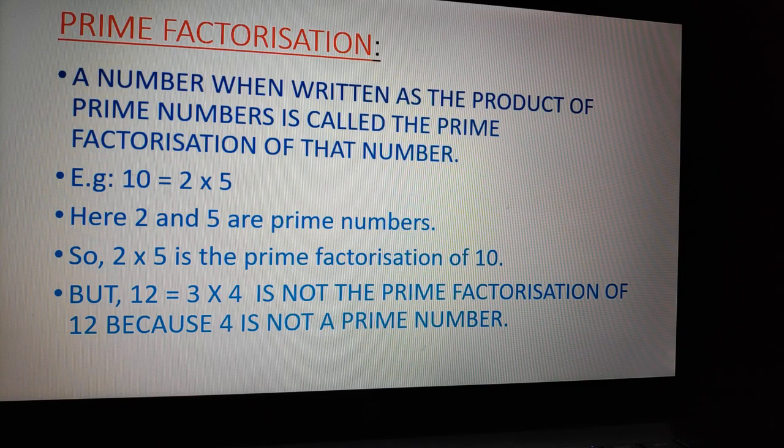But just below this, I have given another example for 12. 12 is written as 3 multiplied by 4. Here this is not the prime factorization of 12 because 4 is not a prime number.